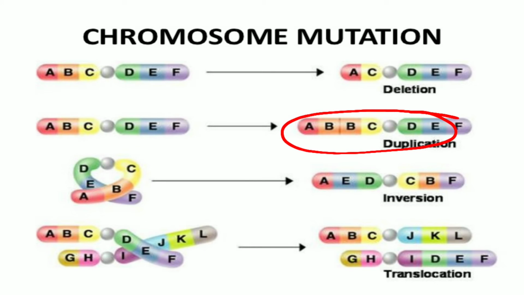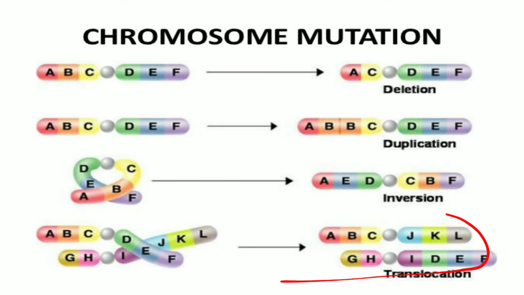The last one is the translocation. Now what is translocation? If the broken end of a chromosome joins a non-homologous chromosome, it is called translocation. An exchange of parts between two non-homologous chromosomes is called reciprocal translocation.